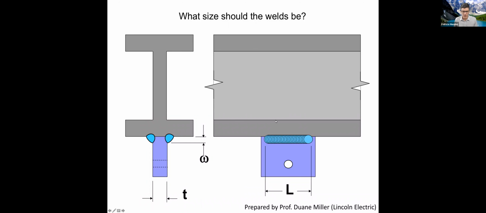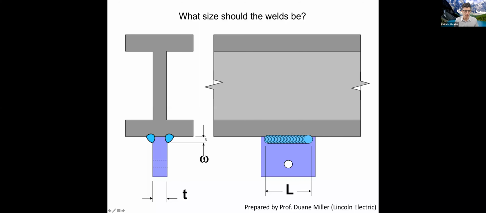And the question is, all right, I'm going to put some load here, so this plate should be strong enough so I don't rip it off. What size should the welds be? And when we talk about size, in the case of fillet welds, in North America, size means the leg. In Europe, size can mean the throat.